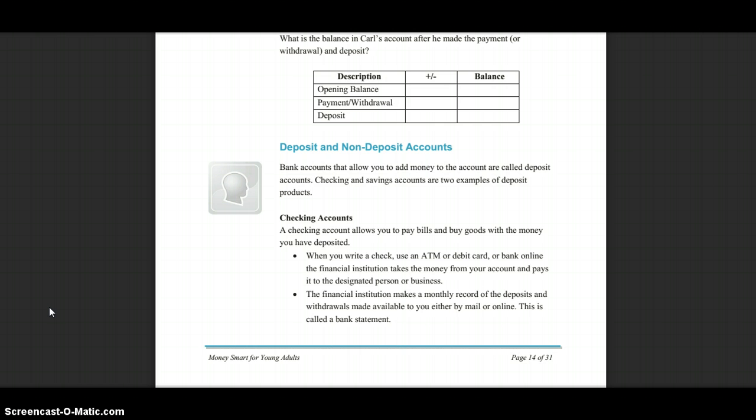The financial institution makes a monthly record of the deposits and withdrawals made available to you either by mail or online. This is a bank statement. You've probably seen this in the mail. Your parents get them.